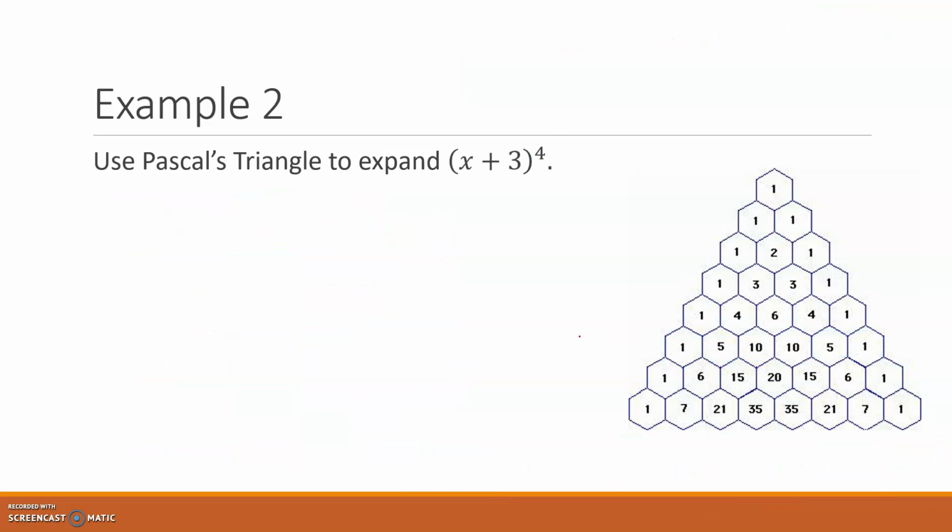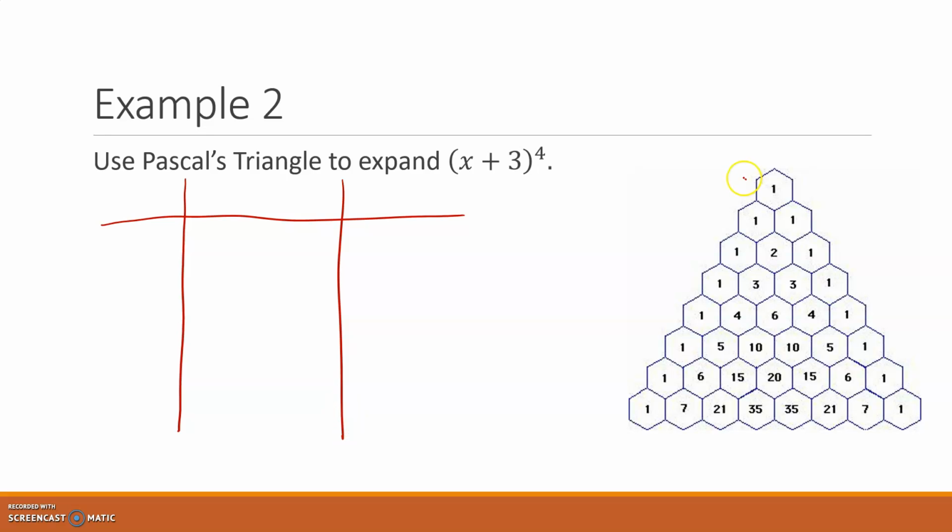All right, so what are going to be your coefficients based on your exponent? 0, 1, 2, 3, 4. Your coefficients will be 1, 4, 6, 4, 1. All right, in this first column, we're going to have our first term, and it's going to be x in descending order. And in the second one, it's going to be 3 in ascending order. So I'm going to have x to the 4th, x to the 3rd, x squared, x, and then I'm just going to go ahead and write 1 because I know it would be x to the 0, which is 1.